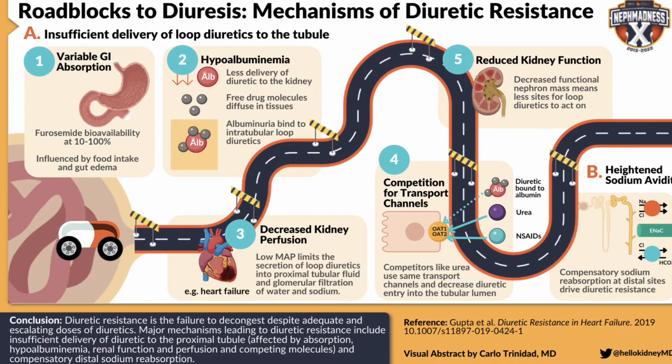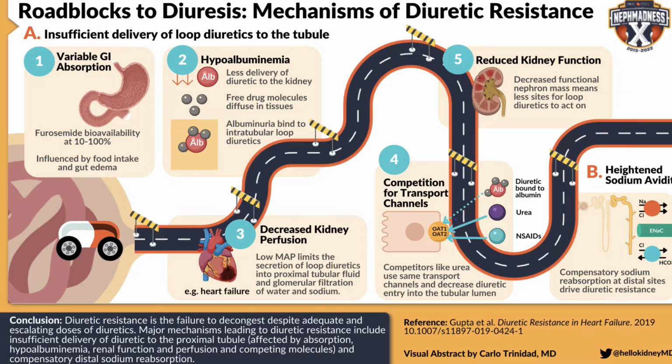Let's talk about mechanisms of diuretic resistance. The most important one is the insufficient delivery of loop diuretics to the kidney tubule. For example, if you have gut edema, then there is a variable GI absorption of furosemide. Also in states of hypoalbuminemia, whether due to nephrotic syndrome or cirrhosis of the liver, less delivery of diuretic occurs to the kidney. The third important cause is decreased kidney perfusion, especially in conditions of heart failure.